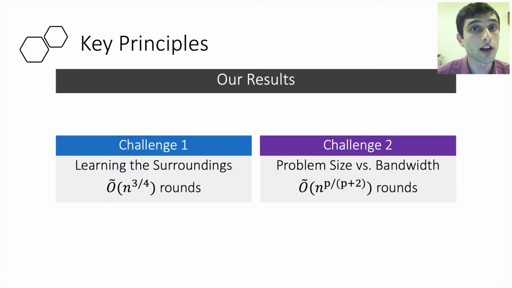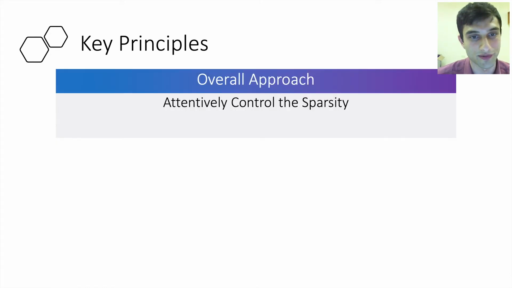For convenience, we color code the challenges. The first challenge is blue, the second is purple, and whenever we have a step in our algorithm which solves one of them, it has the corresponding color. If we have a step which solves both challenges at once, then it has a mixture of the two colors.